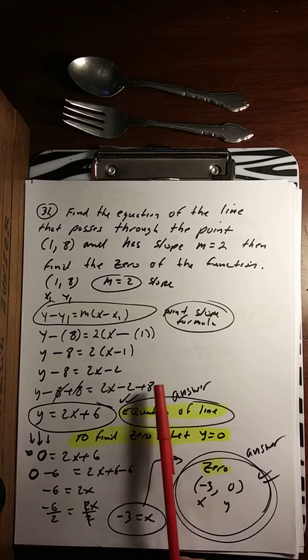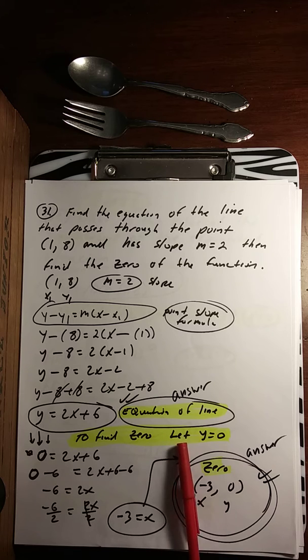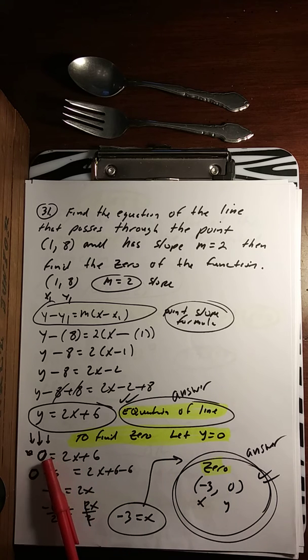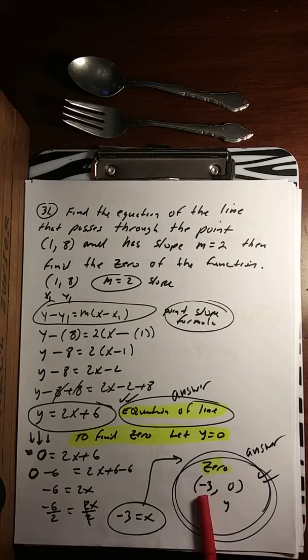That's the equation of a line. Now, to find the zero, let y equal 0. So 0 equals 2x plus 6. Minus 6, then divide both sides by 2. So negative 3 equals x. So the zero is (negative 3, 0).